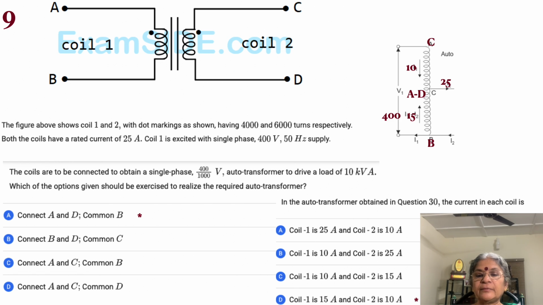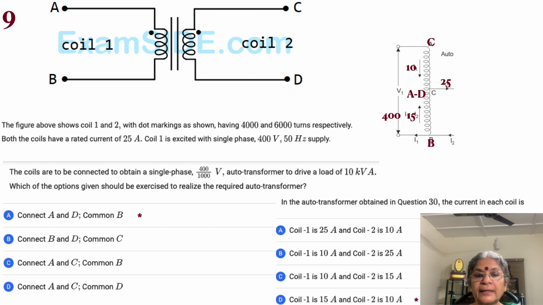Coil 1 is excited with single phase 400 volt 50 hertz. The turns are fine, but we give only 400 volt. So if you give 400 volt on this side, 4000 by 6000 tells us that you can get 600 volt on the other side, that is on the coil 2 side. But what is the question?